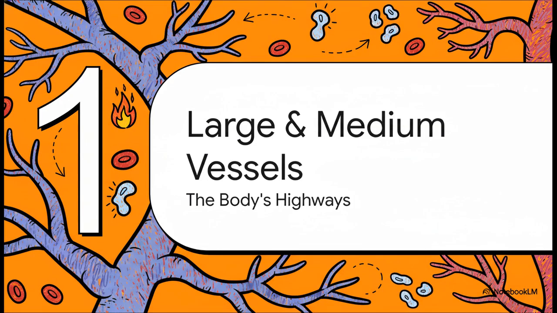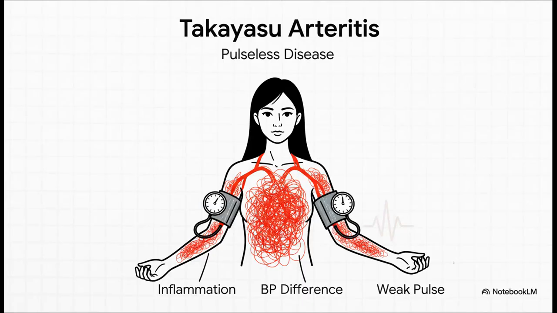You see, the easiest way to classify vasculitis is by the size of the blood vessel it likes to attack. So we're going to start at the top, with the aorta and its major branches. These are the absolute superhighways of your circulatory system. So let's meet our first one, Takayasu arteritis.